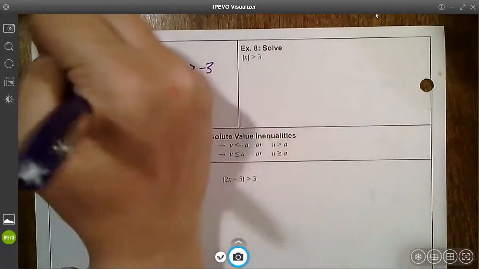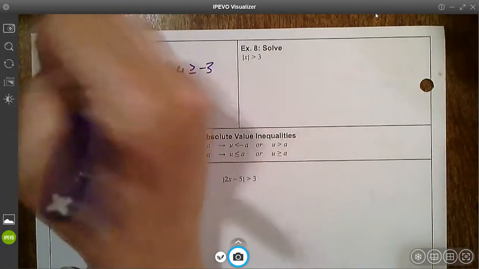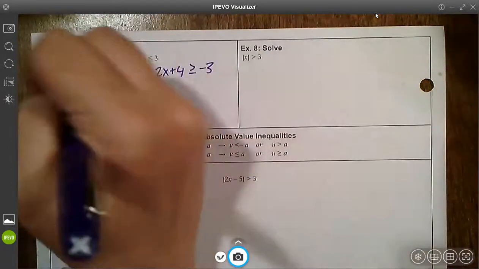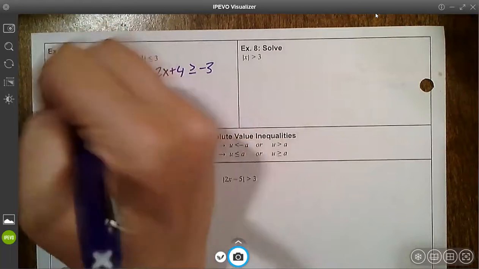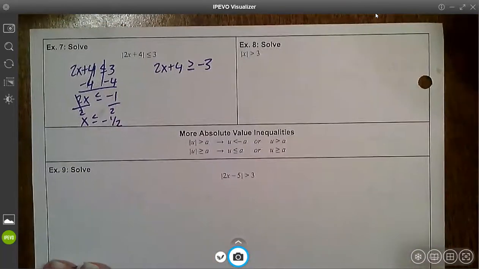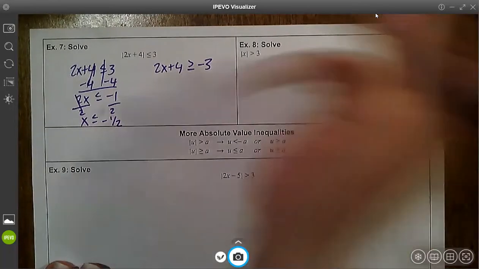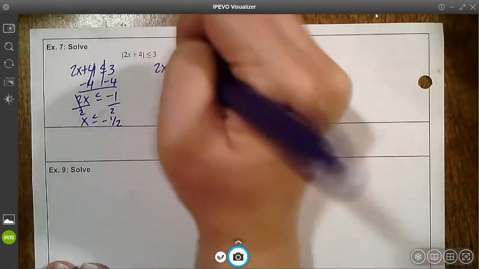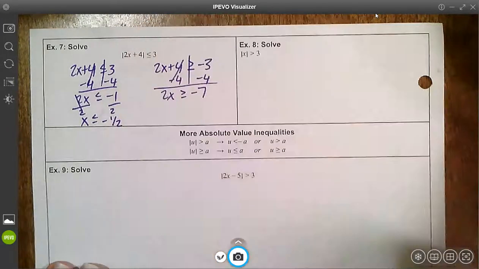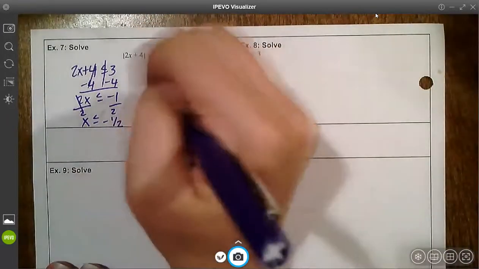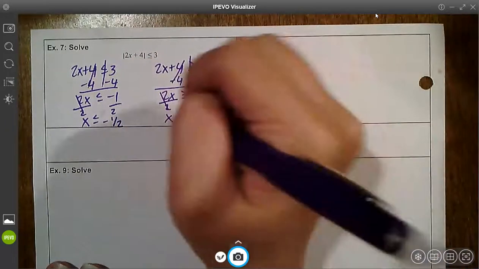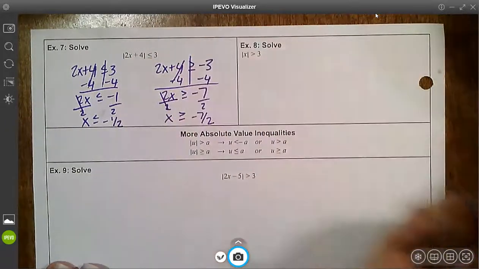So I'm going to subtract 4 from both sides. 2x is less than or equal to -1. Divide both sides by 2, and I have x is less than or equal to -1/2. Here I'm going to subtract 4 on both sides. I have 2x is greater than or equal to -7. Divide both sides by 2. I have x is greater than or equal to -7/2.